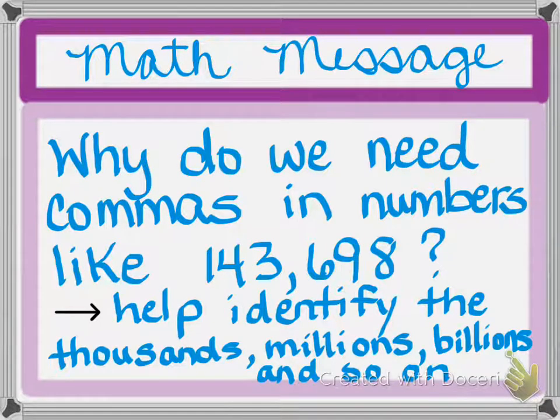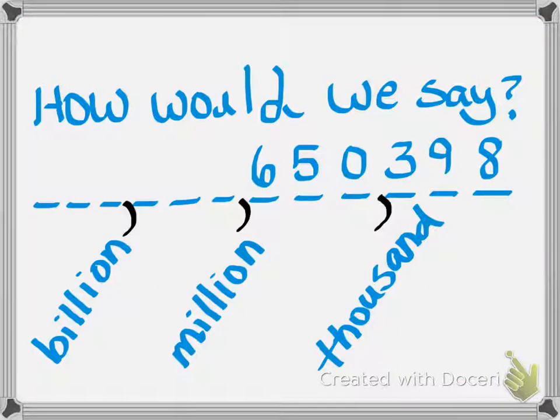Well, they help us identify place value, basically. So they're going to help us identify thousands, millions, billions, and so on. So how would we say this particular number? We would say 650,398. And as you can see, I have some of the place value positions labeled. So it makes it a little bit easier for you to determine the value of that number.